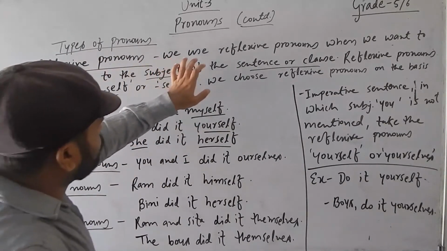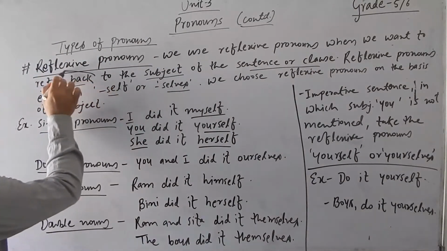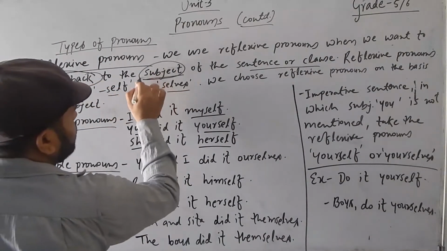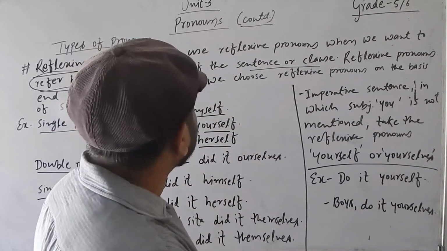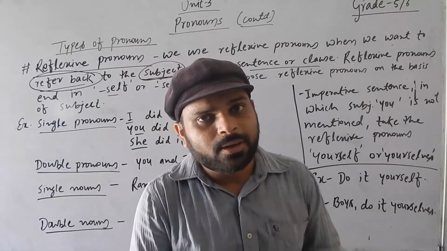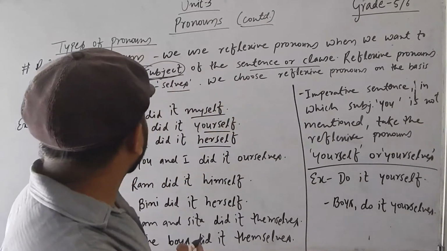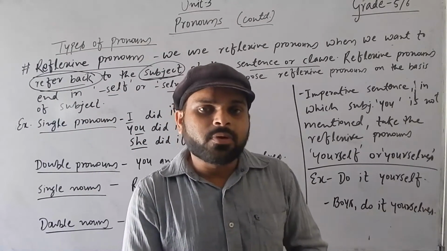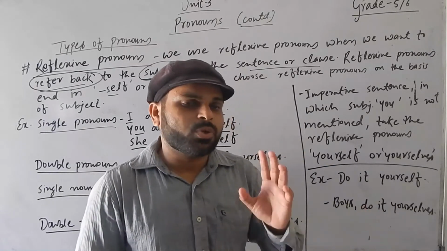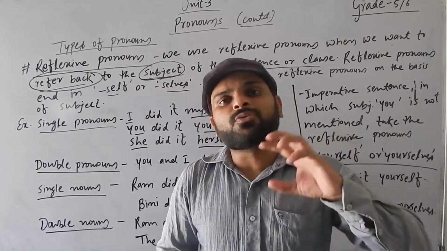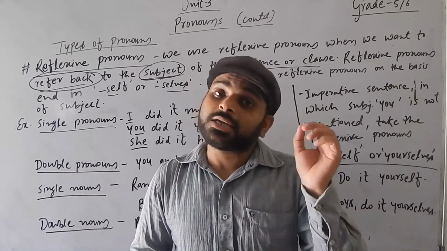The definition says we use reflexive pronouns when we want to refer back to the subject of the sentence. What does it mean? What does the referring mean? Ourselves, yourself, myself. I did it myself. So the subject I is focusing upon a certain work that is done by the subject itself.